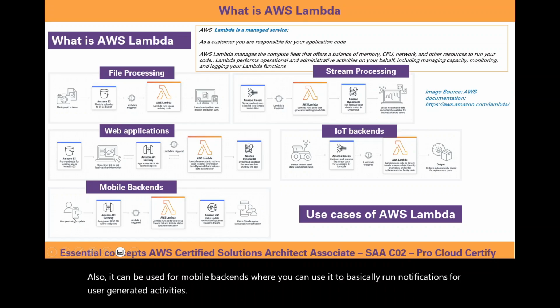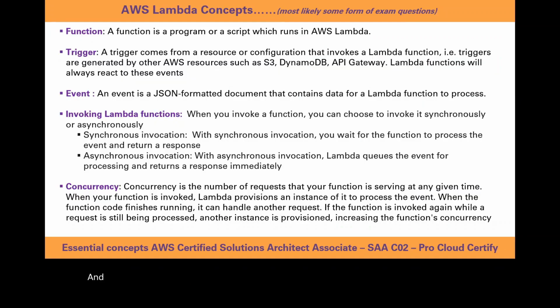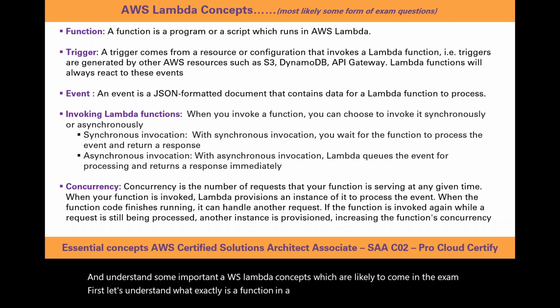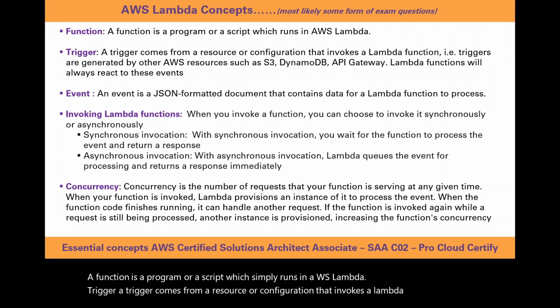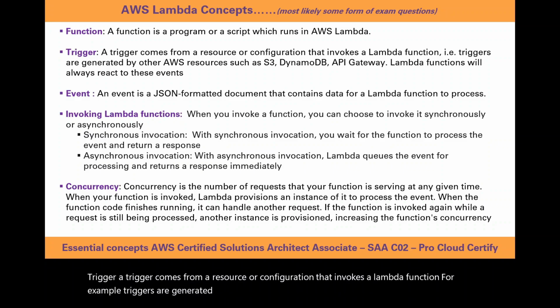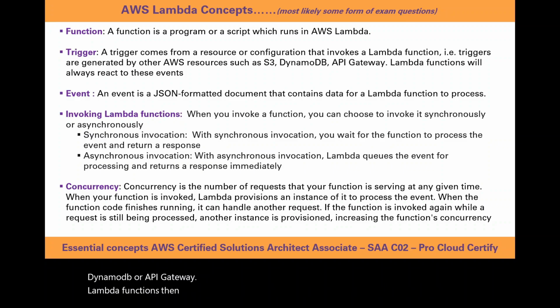Now let's move forward and understand some important AWS Lambda concepts which are likely to come in the exam. First, let's understand what exactly is a function in AWS Lambda. A function is a program or a script which simply runs in AWS Lambda. Trigger. A trigger comes from a resource or configuration that invokes a Lambda function. For example, triggers are generated by AWS resources such as Amazon Web Services S3, DynamoDB, or API Gateway. Lambda functions then react to these events. An event is simply a JSON formatted document that contains data for a Lambda function to process.